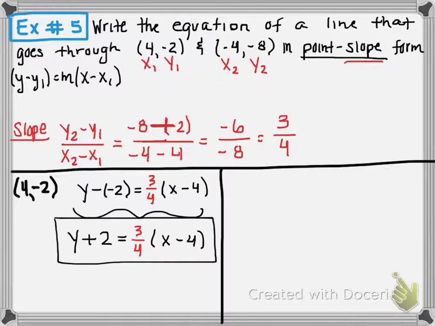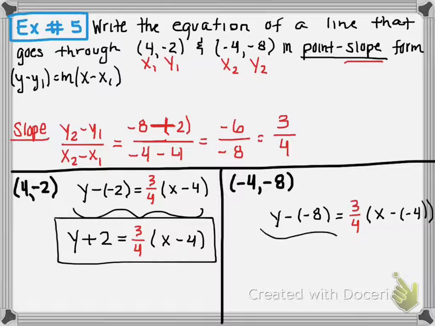Now, that would be your answer if you chose to use the point 4 comma negative 2. If you decided to use the point negative 4 comma negative 8, that's fine as well. It does not matter which point you use, but we're going to go ahead and do that answer also, just so that you can see it both ways. So again, with this one, we have y minus, and the y value is negative 8, equals the slope, same slope that you found above, 3/4. And then you have x minus your x number, which in this case is a negative 4.